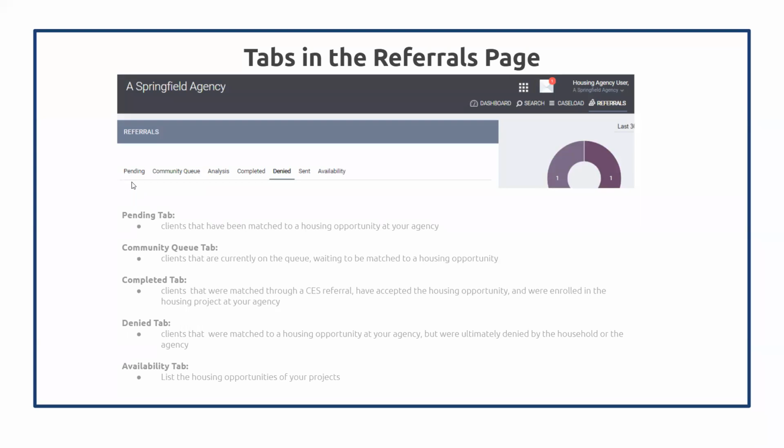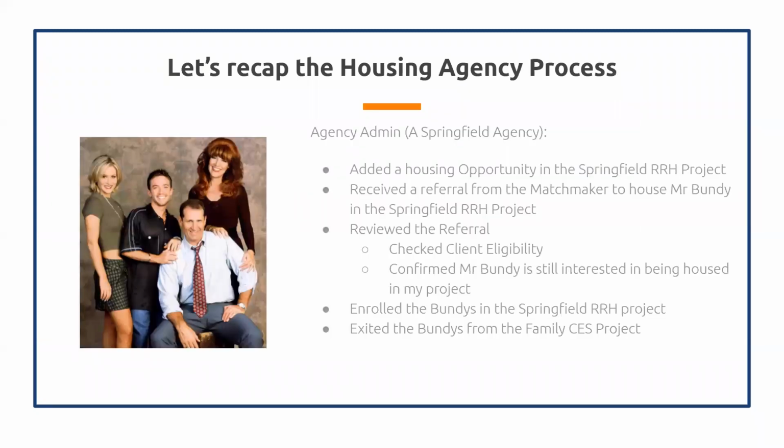And finally, we have the availability tab where we can create the housing opportunities. And this is the very first tab that me as the housing agency needs to utilize, right? Because this is where I need to go to create the housing opportunities. Again, this is a brand new process for individual providers. Okay. And that's it for the housing agency.